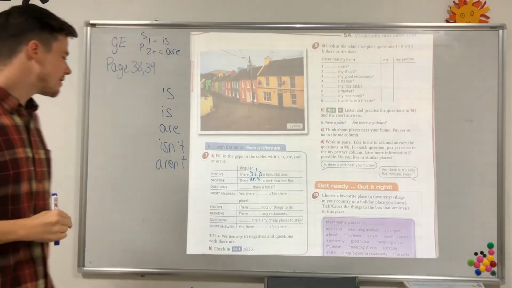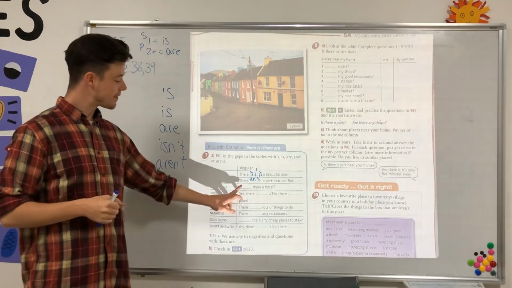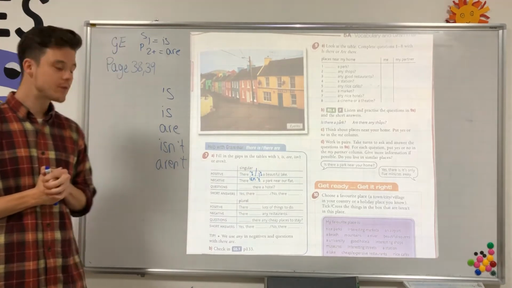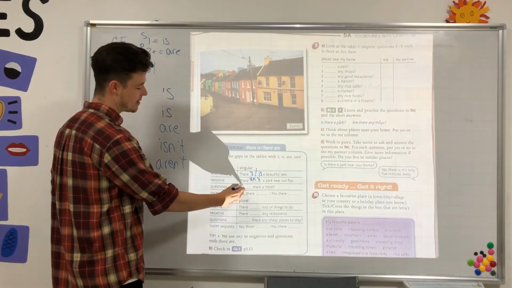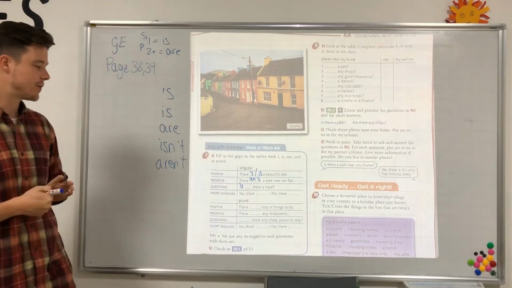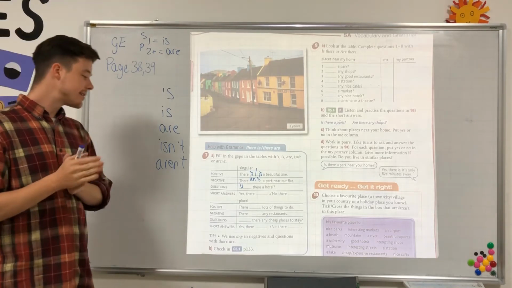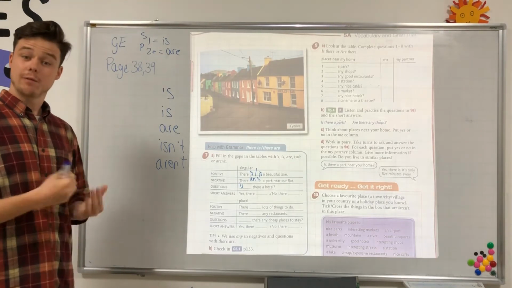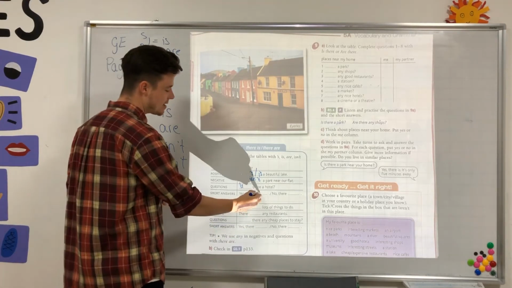Now, questions. How will we ask a question? So we have something, there a hotel. Now it is singular again, so we can use the word is. Is there a hotel? For our short answers, still on singular, we can say yes, there is.